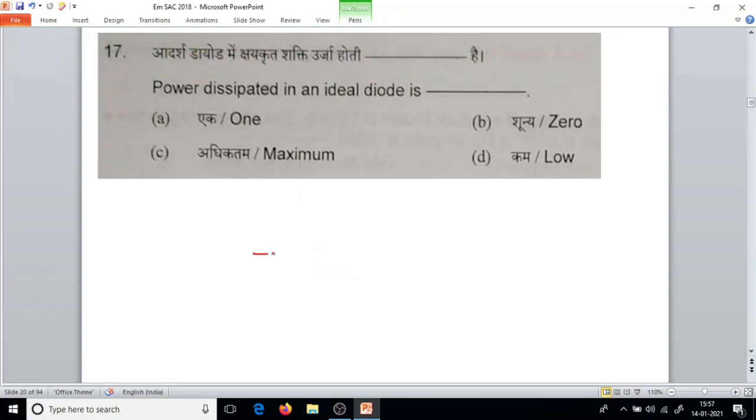An ideal diode, what is the diode symbol? The diode is like that. When the ideal diode is forward biased, what happens? It will act like a switch, a short circuit switch. So what is the voltage drop across an ideal switch? It is 0. So power dissipation is also 0.